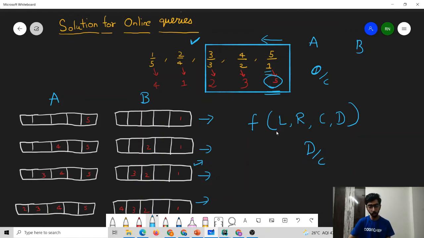Since I want to consider only the contribution of L to R, in this segment tree I can find the sum of L to R in A, and I can find the sum of L to R in B. Then the answer for this particular query would be C times the sum that I have got for L to R in A, that is the summation of A, minus D times the summation of B.